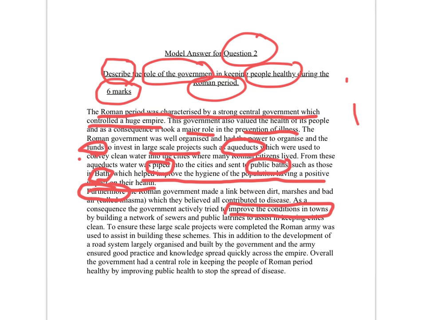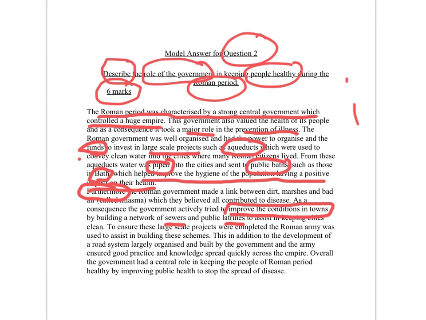Now, how they did this, you want to show your specific knowledge again. You're talking about them building a network of sewers and public latrines, and all of this was to ensure that sewage and waste was directed out of the city to leave the city in a much better state, to cut down on the examples of miasma and dirt and disease, and to ensure the people in those cities remained healthy.